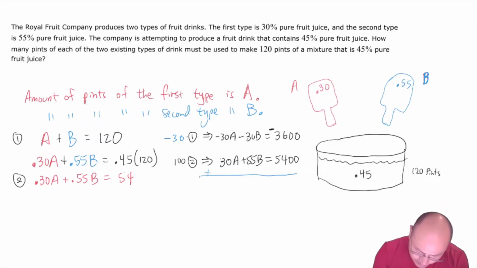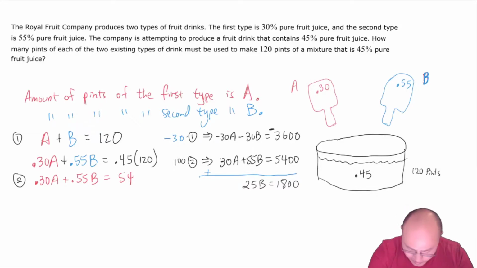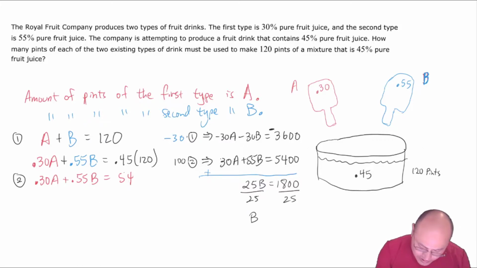If you do that, we get a total number of B's, which is 25B, is now equal to, looks like we have 1,800. So how many quarters are there in $18? Turns out there's 72 of them. So B is equal to 72. 72 what? 72 gallons, 72 liters, 72 ounces. Make sure you remember your units.